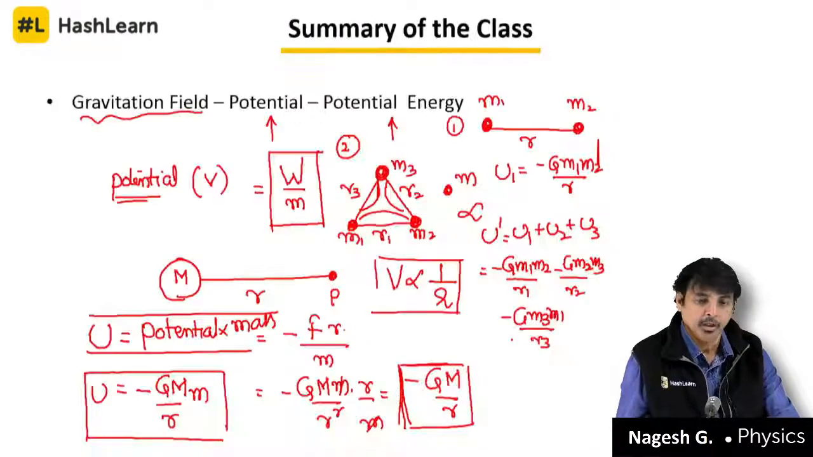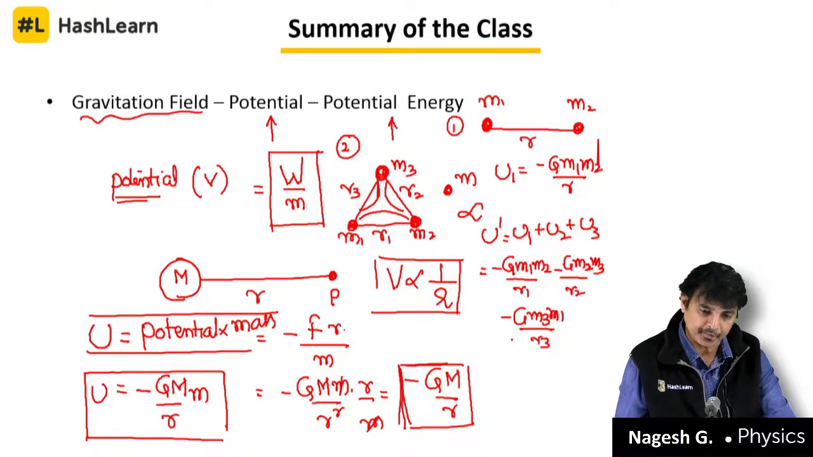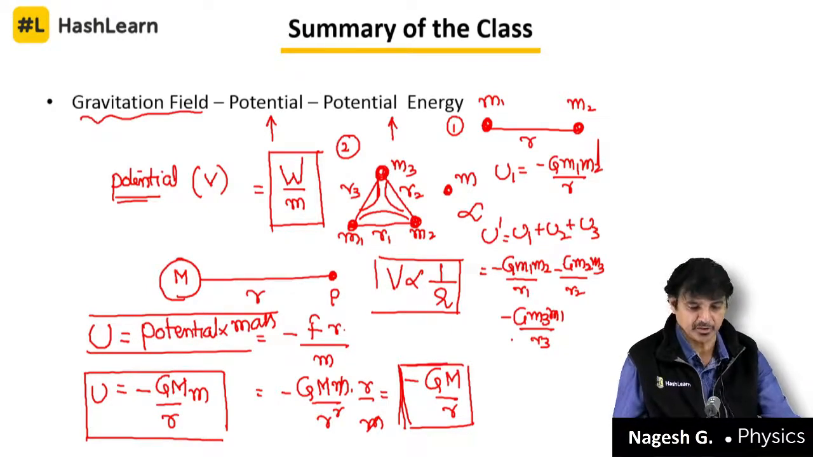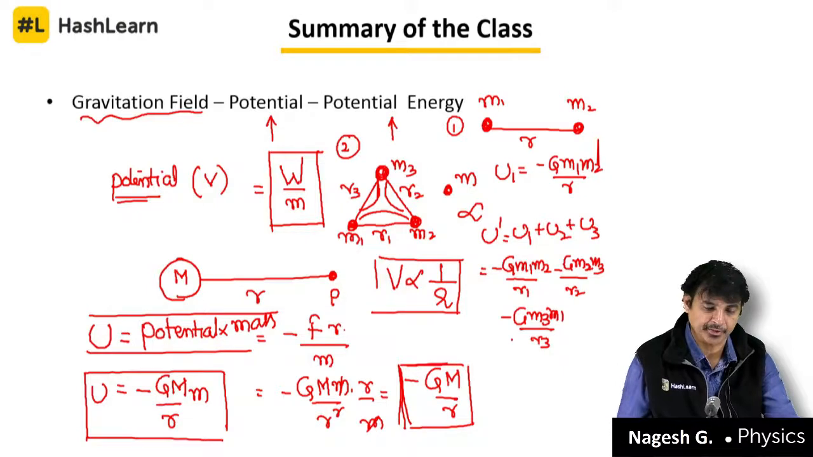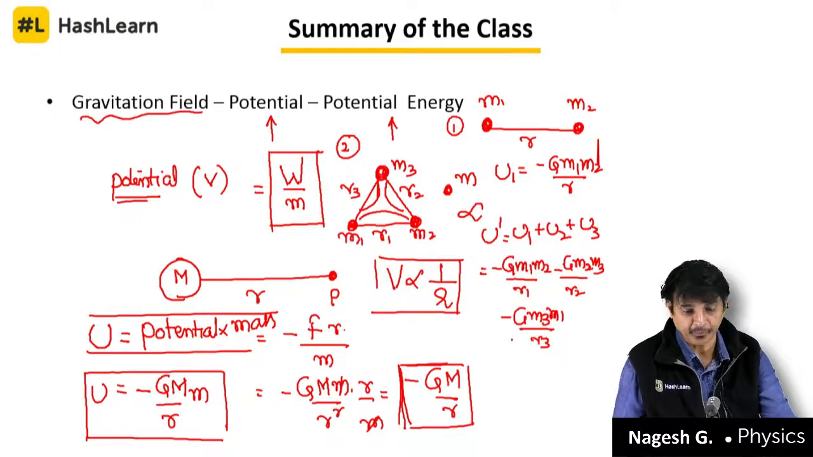Once again, a brief recap of the session: gravitational field and gravitational field for different types of configurations, then gravitational potential, the definition of potential and its mathematical representation, and the gravitational potential energy of a 2-particle system and a 3-particle system. In the next session, we will see the relation between the gravitational field and potential, similar to the electrical field and electrical potential, and we will come across some examples.